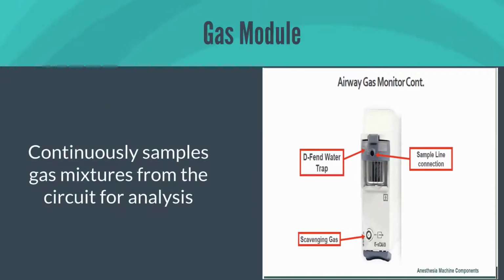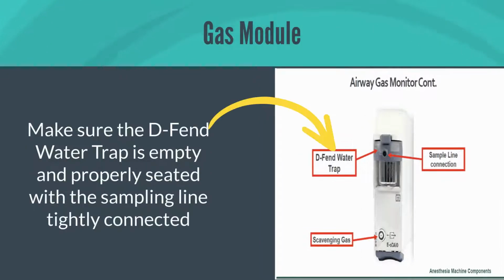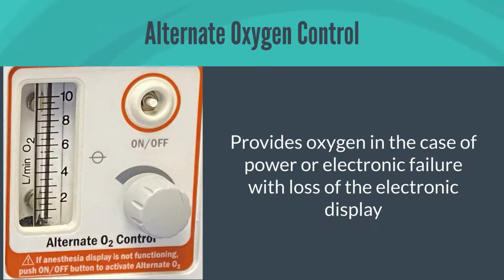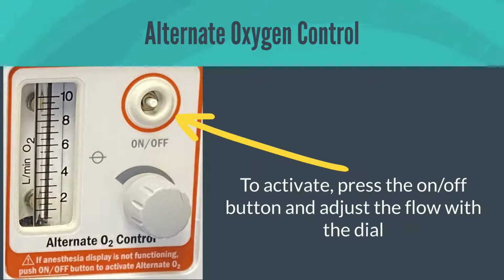The gas module continuously samples gas mixtures from the circuit for analysis. During machine setup, make sure the Dryline water trap is empty and properly seated with the sampling line tightly connected. The analyzed gas is scavenged from the gas exhaust outlet below. The alternate oxygen control provides oxygen in the case of power or electronic failure with loss of the electronic display. To activate, press the on-off button and adjust the flow with the dial.